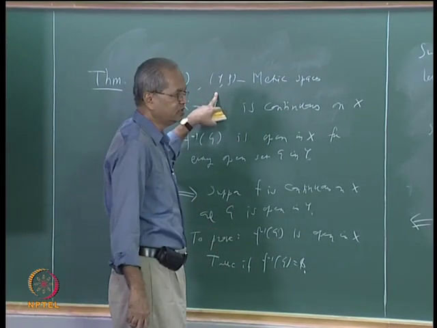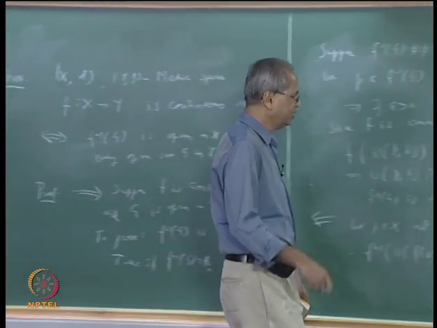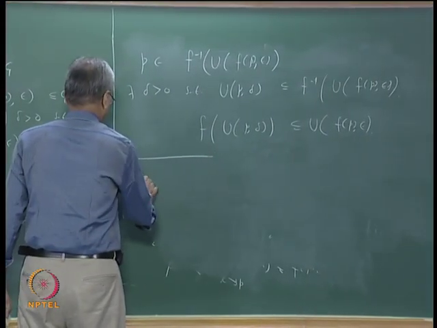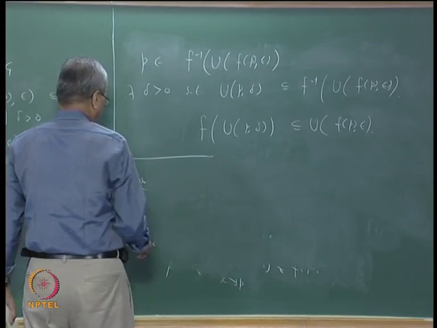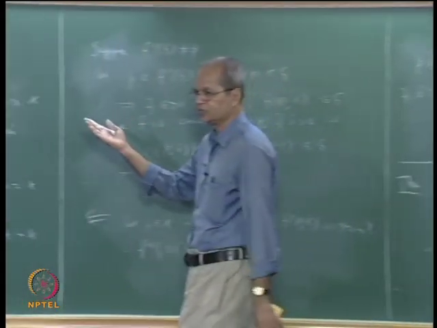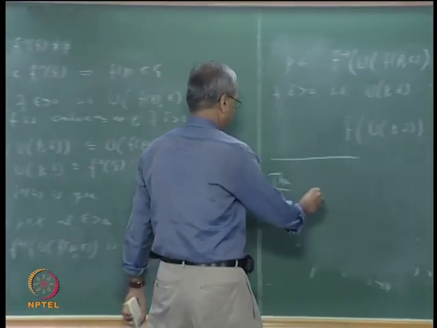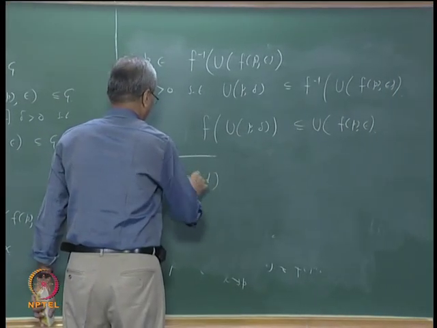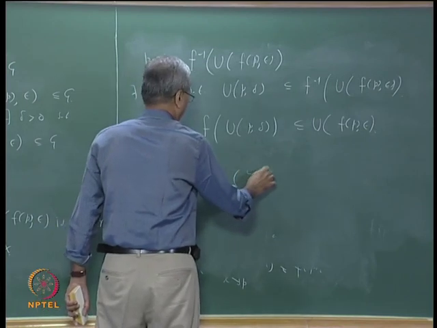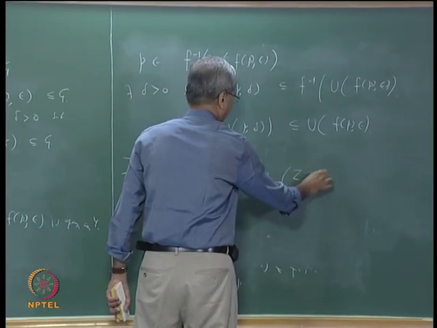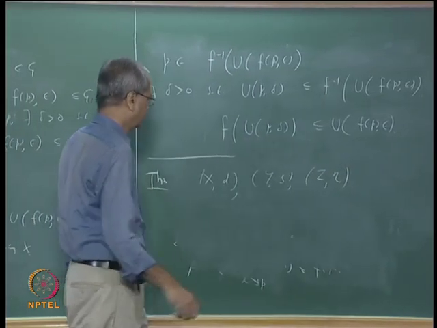Suppose that is a continuous function. And let me just write that also as another theorem, again a fairly well known theorem. Suppose this time I take say 3 metric spaces, let us say x, d; y, rho; and z, with some metric eta.